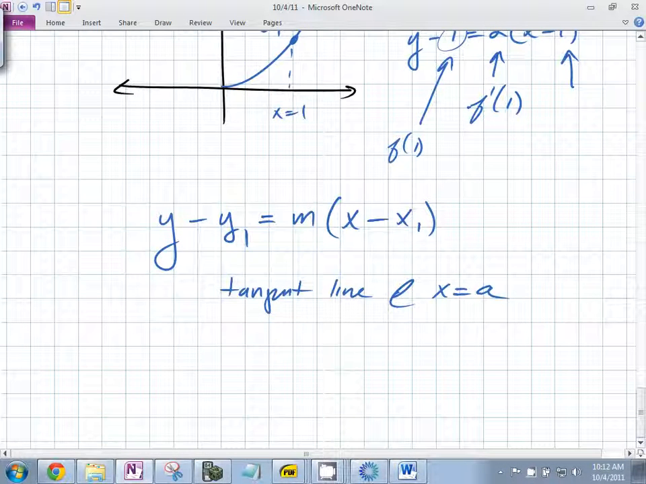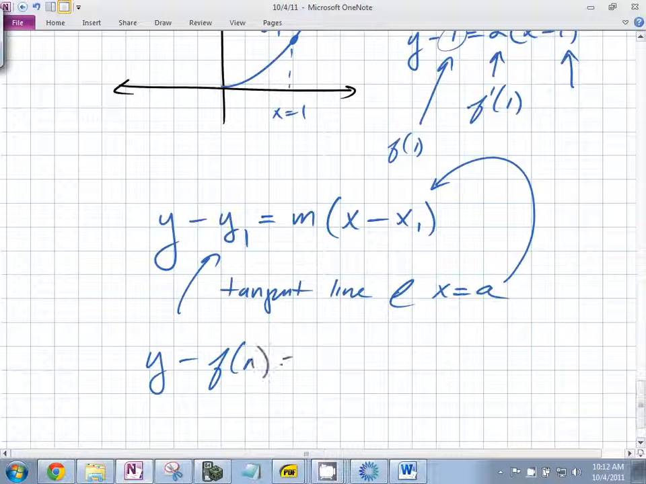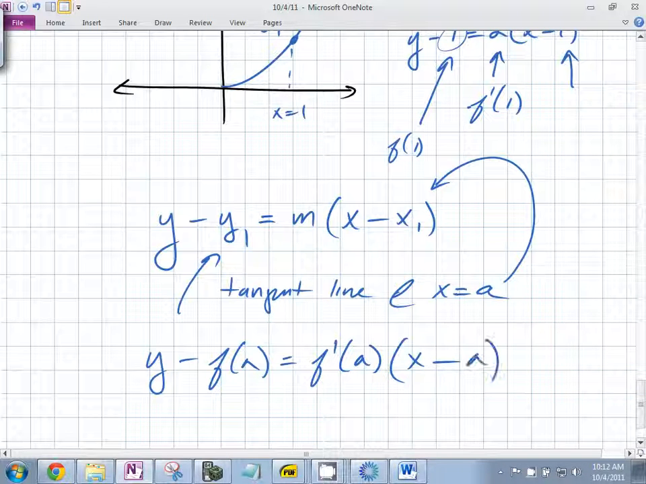Instead of saying x1, we would say a. What would we say instead of y1? f of a. So we have y minus f of a equals, and the slope is the derivative evaluated at a, f prime of a, times x minus a. So that represents the tangent line at an x value of a.